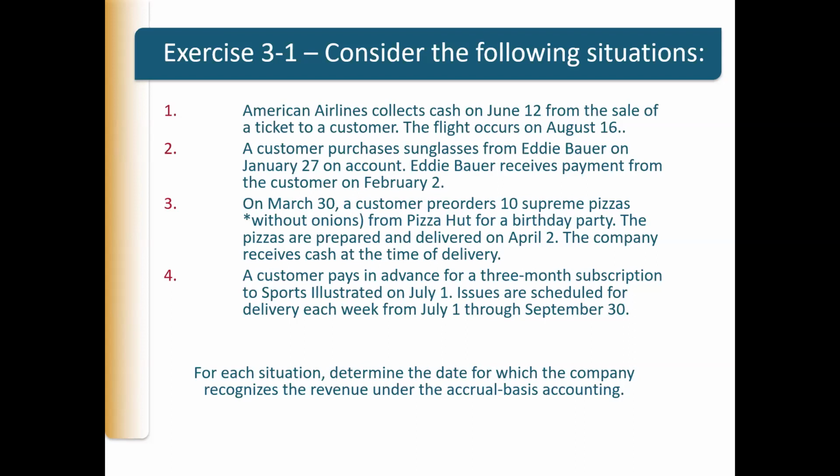Number four. Richard. A customer pays in advance for 3 months of subscription to Sports Illustrated on July 1st. Issues are scheduled for delivery each week from July 1st through September 30th. I put that he would pay monthly, like July 31st, August 31st, and September 30th. Excellent. You're exactly right. Other examples of this?